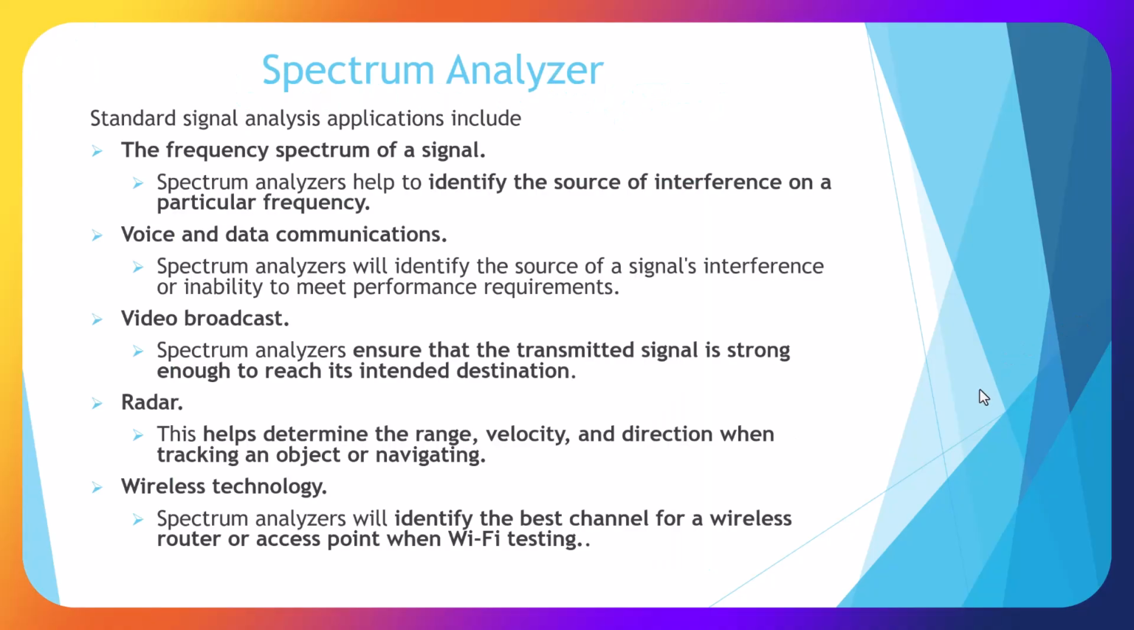So we can do signal analysis with a spectrum analyzer, and we can use the frequency spectrum of the signal to help identify the source of interference on a particular frequency. For voice and data communications, we'll identify the source of the signal's interference or inability to meet performance requirements. For video broadcast, we can use a spectrum analyzer to ensure the transmitted signal is strong enough to reach its intended destination. We use it for radar to help determine the range, velocity, and direction when tracking an object or navigating. In wireless technology, we could use a spectrum analyzer to identify the best channel for a wireless router or access point when Wi-Fi testing.